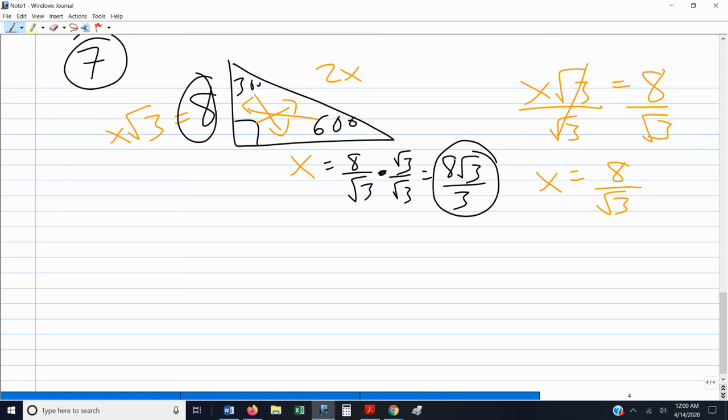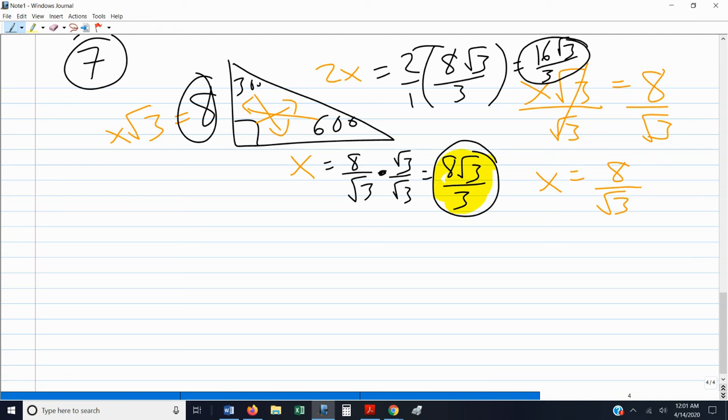And the very last one is 2 times x. Well, we just found x right here is 8 root 3 over 3. 2 is the same as 2 over 1. So if you're multiplying, you get 16 root 3 over 3. Sorry, I'm running out of room there. So that is all 3 sides of that triangle.